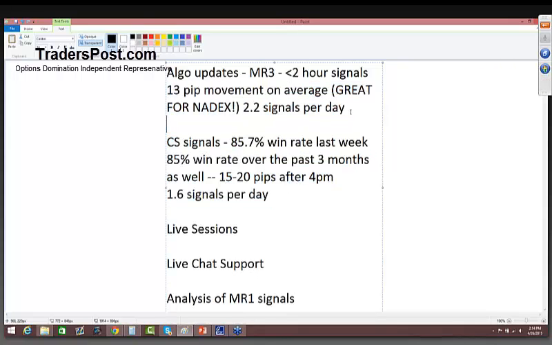So you basically see 2 to 3 extra signals coming in from MR3. And you'll see an extra 1 to 2 signals every now and then coming in from CS.